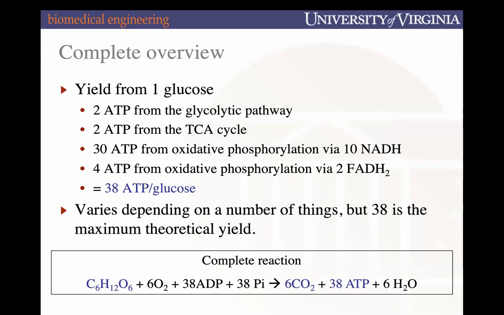Now, this assumes that the transport of these electrons is perfect, so this is a theoretical max. The reality is that there's electron leak, where not all of these electrons are going to be donated. So this 38 is a max theoretical yield, but not a realistic or experimentally derived actual number that we would see in biology. So now I'll stop. I have time for several questions here.